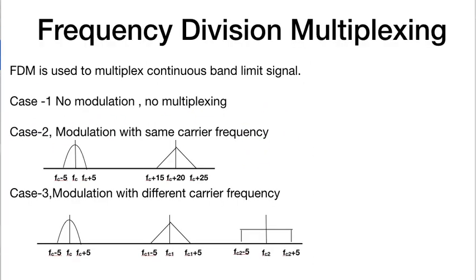Now moving further to frequency division multiplexing. These questions often come in the GATE examination too. What happens in our real life is actually shown with FDM. The channel is one, but on the same channel, multiple message signals are being transmitted with the same carrier frequency or with different carrier frequencies.